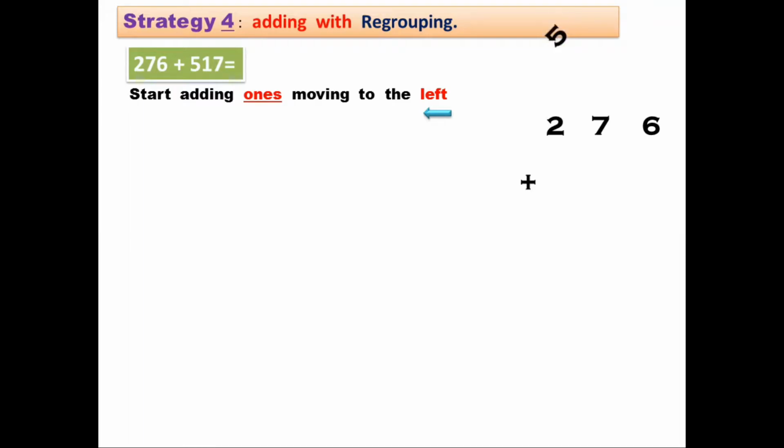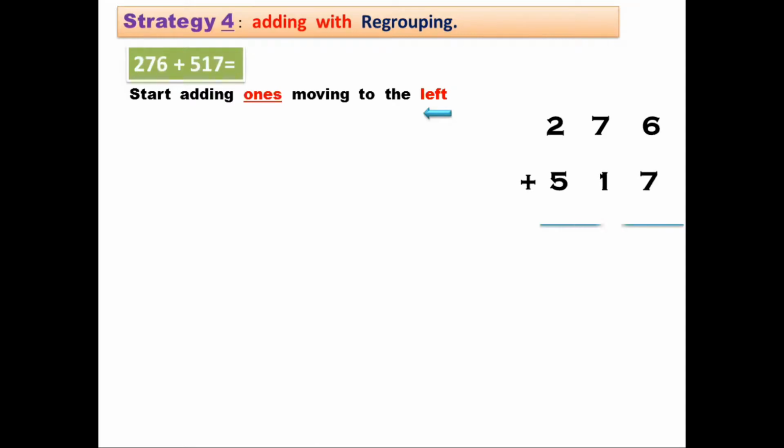Here I want to get the sum of 276 and 517. Start adding ones, moving to the left. Let's see how we can do this. At first, we align or line up the numbers to be added with digits of the same place value exactly above each other, as you can see right here.